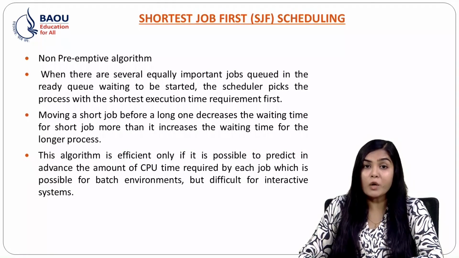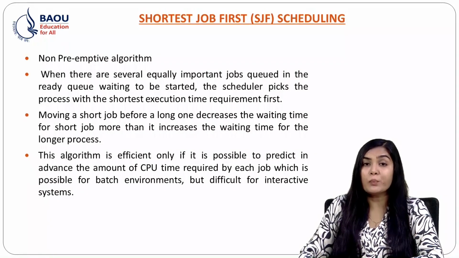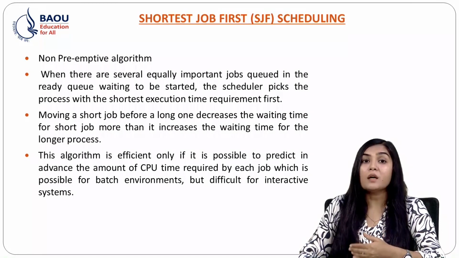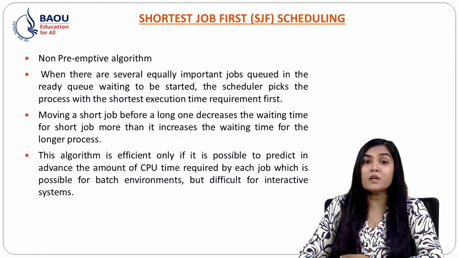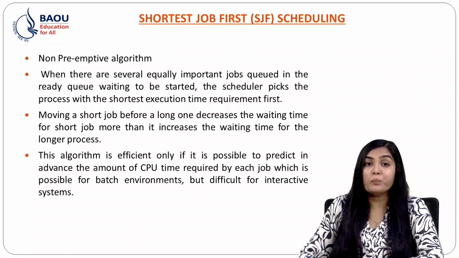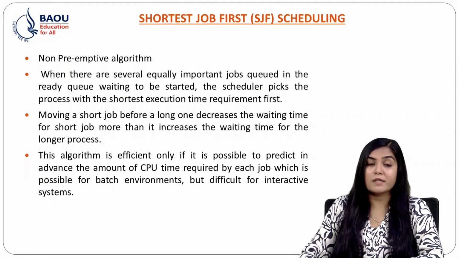This is another non-preemptive algorithm that handles jobs based on the length of time the CPU requires to process them. When there are several equally important jobs queued in the ready queue waiting to be started, the scheduler picks the process with the shortest execution time requirement first. Moving a short job before a long one decreases the waiting time for the short job more than it increases the waiting time for the longer processes.